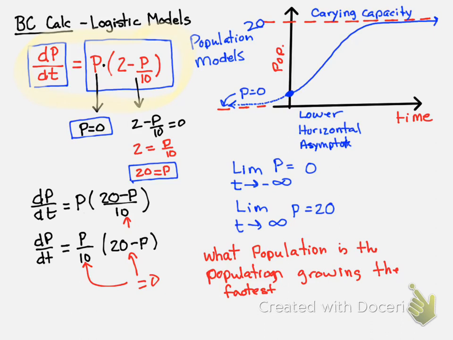And hopefully as we look at the graph here, you can see that we are steepest right here on the graph, and that turns out that that will always be the carrying capacity divided by 2, as long as the carrying capacity and 0 are the asymptotes. So we would really have (20 plus 0) over 2. That's our population of fastest growth.